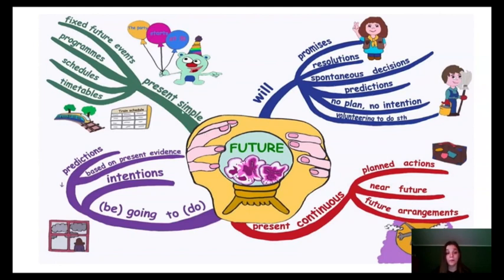And the last one is present simple. Present simple is used for fixed future events, programs, schedules, and timetables.